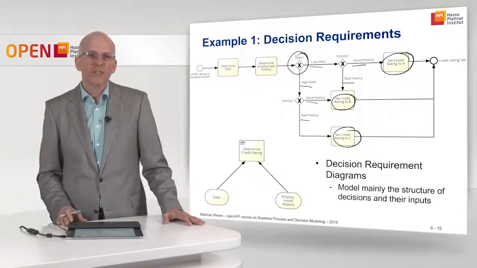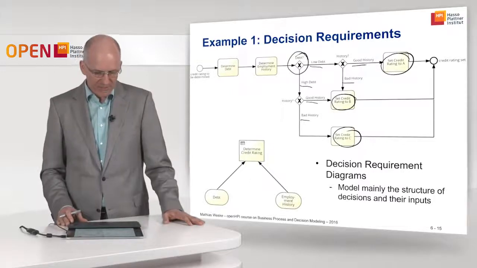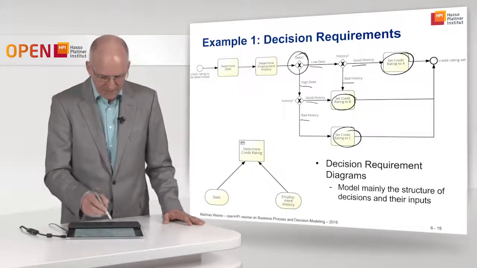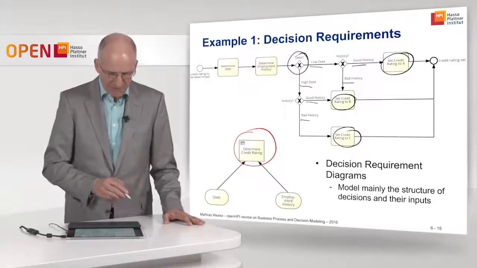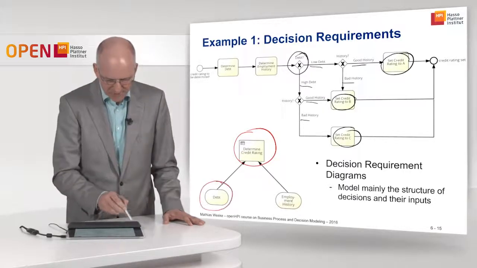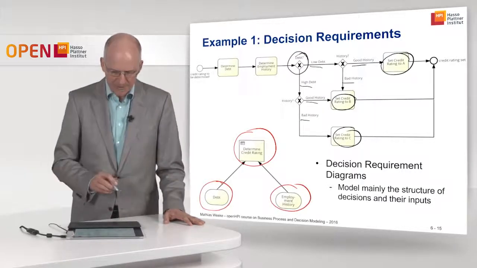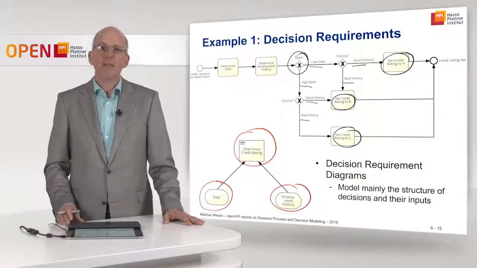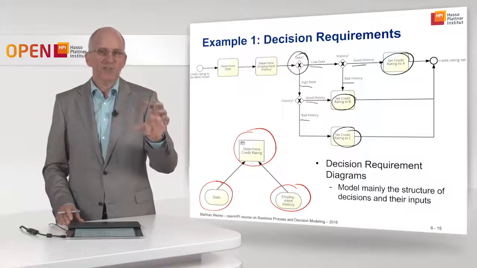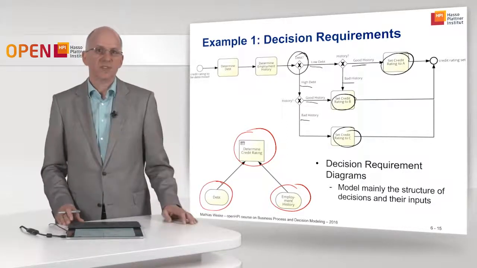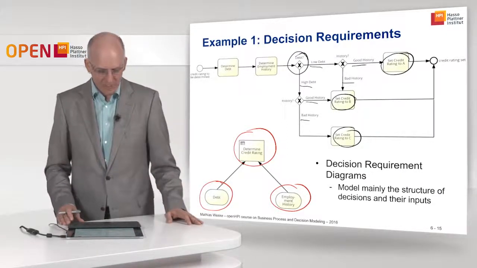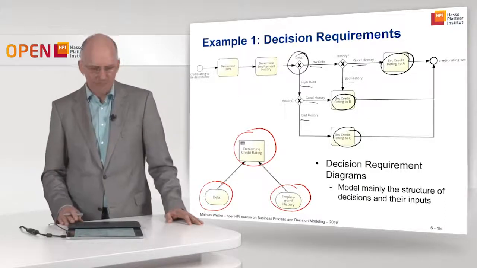So we have here two different inputs. First of all, we have the decision, that is the top level here, determining credit rating, and then we have two inputs, the debt and the employment history. And decision requirements allow us to specify exactly what the decisions are and what the inputs to the decisions are. In this case, just the inputs, the debt and the employment history.